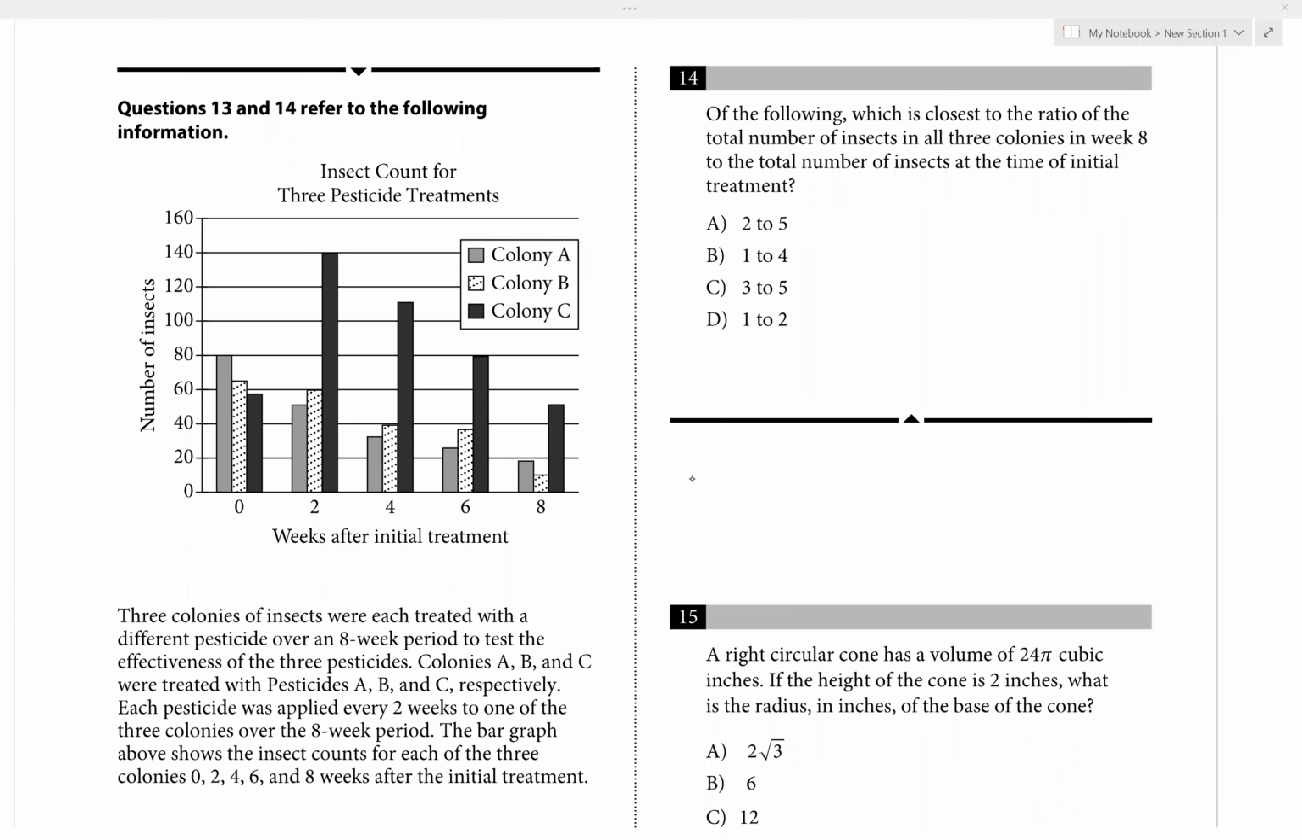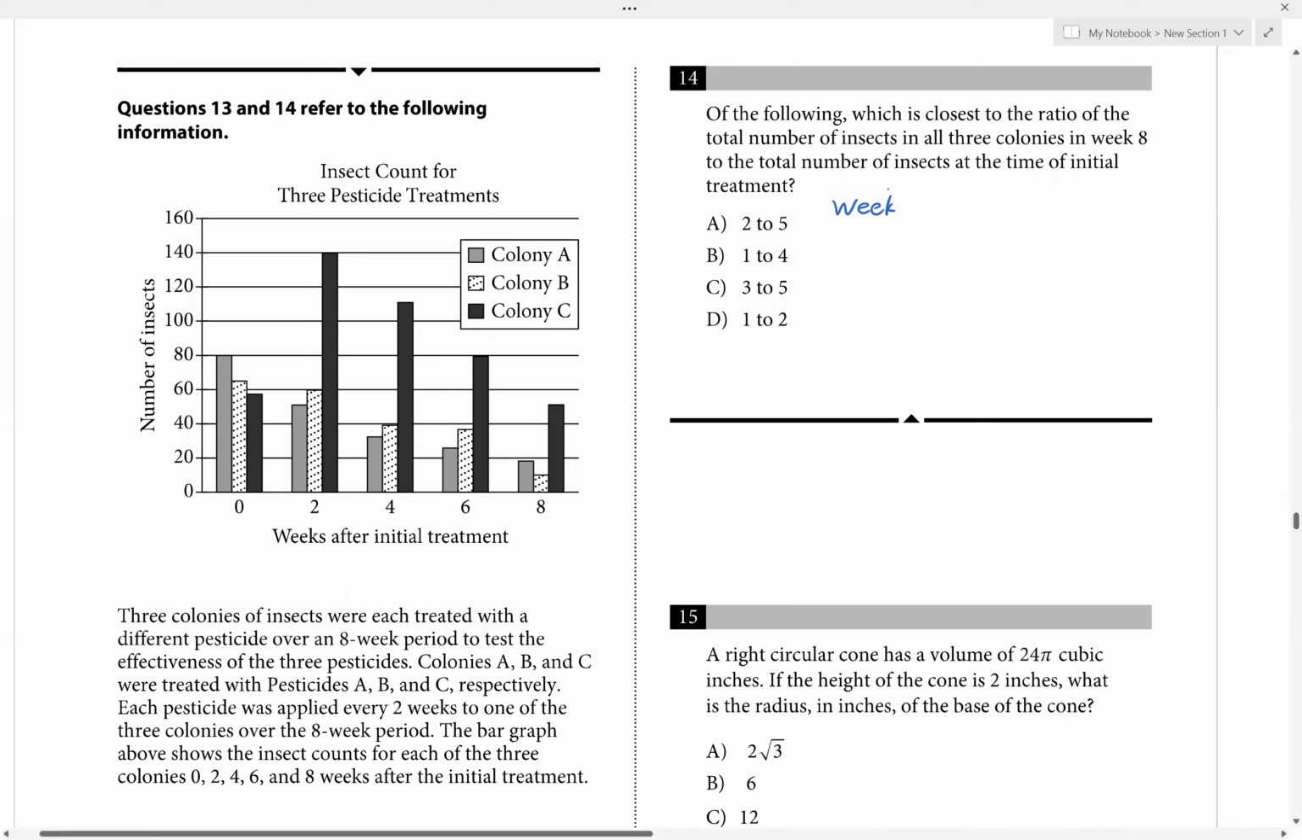All right, number 14. Of the following, which is closest to the ratio of the total number of insects in all three colonies in week 8 to the total number of insects at the time of initial treatment? Okay, so we're trying to find the ratio of the total number in week 8 compared to the total number in the initial treatment. This we might have to approximate a little bit from the graph, but it shouldn't make that big of a difference. So let's find a total for week 8.